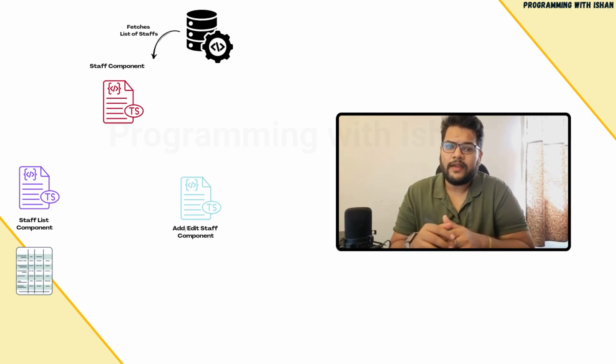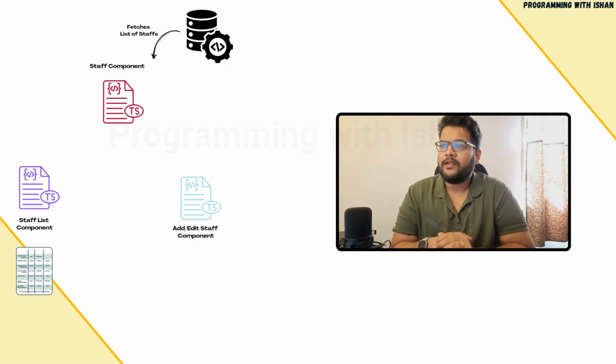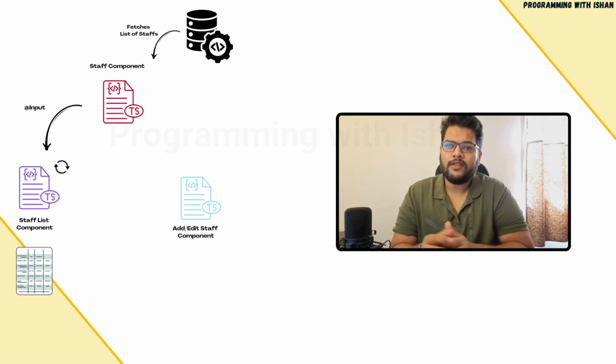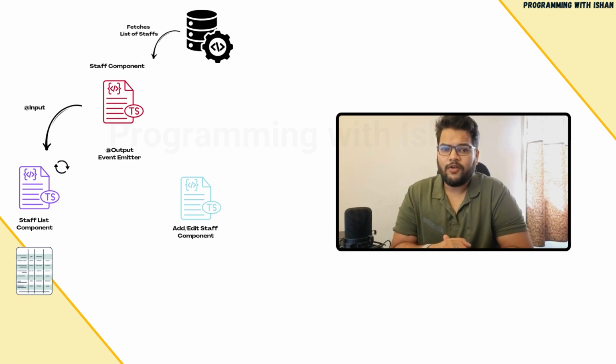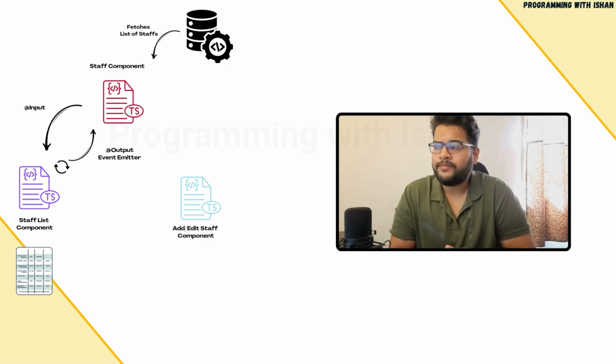So now let's see how the interaction is happening here. The parent staff component is interacting with the child staff list component to pass the data which it fetched from the server using an @Input property in Angular. And let's say we have a refresh button in the staff list component, on click of which we want the latest data to be fetched in the staff component. So when you click on the refresh button, the @Output property and event emitters are used for the staff component to know that the refresh button has been clicked and it needs to call the API again.